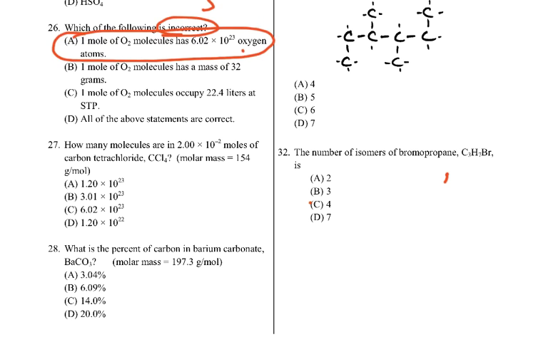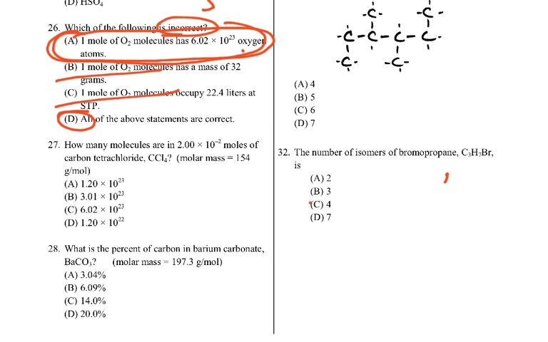Let's double check. A mole of oxygen has a mass of 32. That sounds good. A mole of O2 occupies 22.4 liters. That's good. And all the above statements are correct. That is not correct. So you could actually make an argument about D being the answer as well, but I'm sure we mean A is the answer.